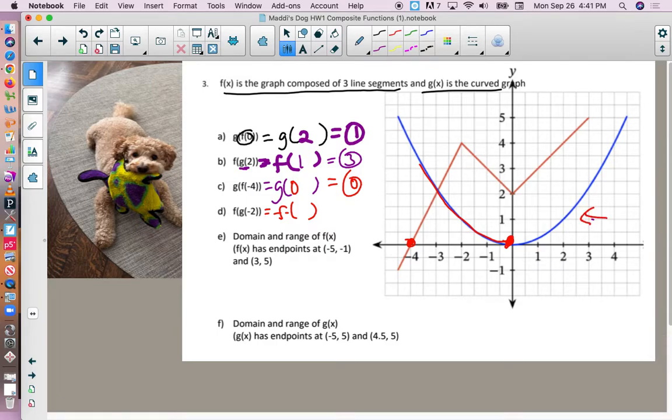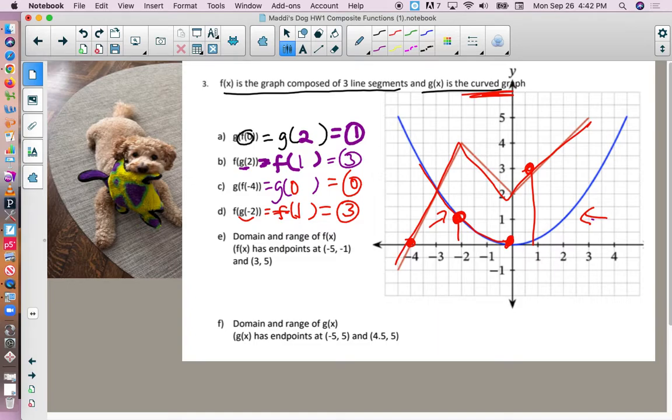This is F of G of -2. This one is G, the curve. So I'm going to find G of -2. Looks like it's 1. And then I'm going to find F, which is this one, of 1. Looks like it's 3.